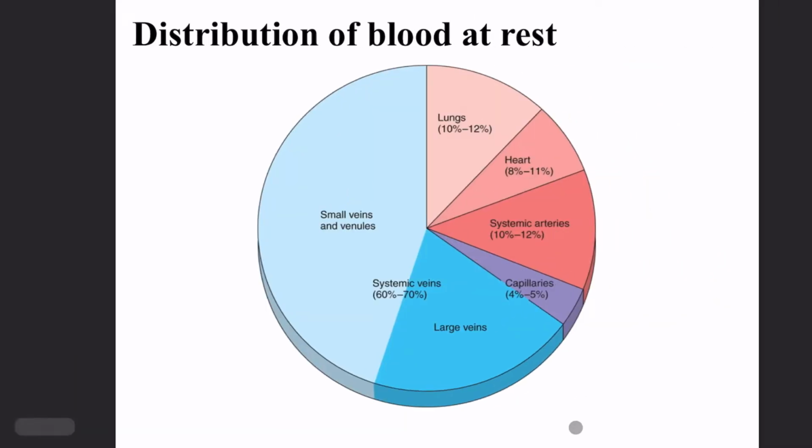So at any given time, you've seen this before, at rest, there is more blood in our systemic venous system than anywhere else. Here we show our pulmonary circulation, here's our heart, and then here would be our arterial circulation. So at rest, at any given time, more blood is in our systemic veins than any other part of our circulatory system.